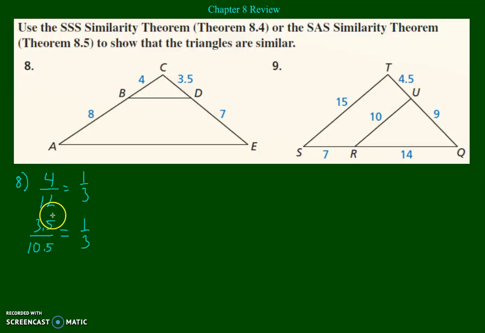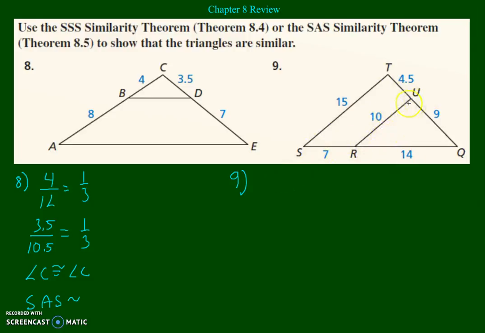So we verified that these corresponding sides have the same ratio. We know that angle C is congruent to itself by the reflexive property. So these two triangles are similar by side-angle-side similarity. Now for problem 9, we have sides, side, side. So it looks like we're going to be using side, side, side in this one.